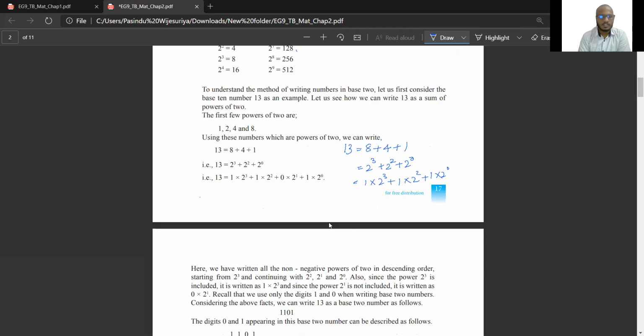If we take a number, let's take an example like maybe 17. You can write it in different ways. So 16 already is what? 2 to the power 4. Or let's just write 17 is 16 plus 1. Let's say 2 to the power 4 plus 2 to the power 0. Again, if you want, 1 into 2 to the power 4 plus 1 into 2 to the power 0 is 17.